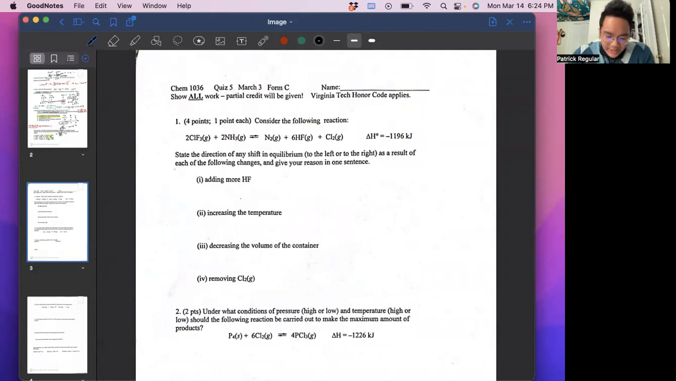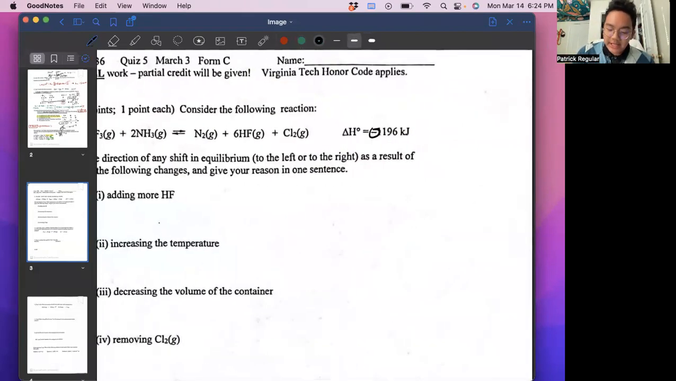All right. So right here, consider the following reaction. Now it gives us a reaction, also gives us a delta H or enthalpy, right? And if we notice that negative sign, it's exothermic. And if it's exothermic, then heat is a product. We'll keep that in mind for later.